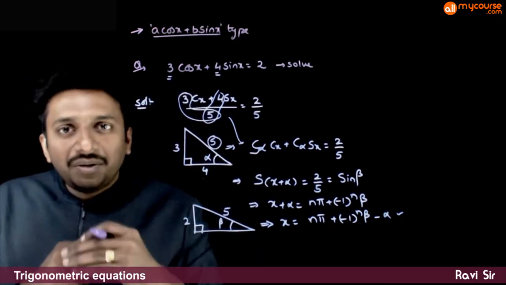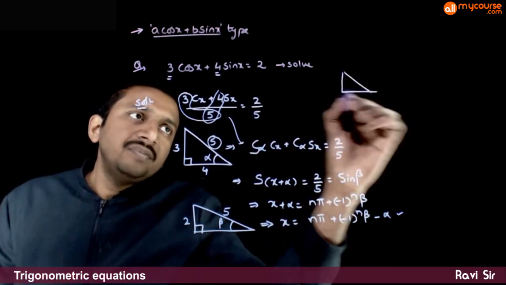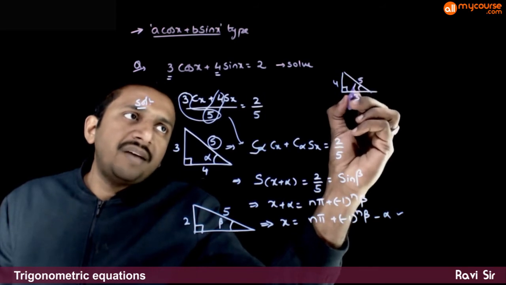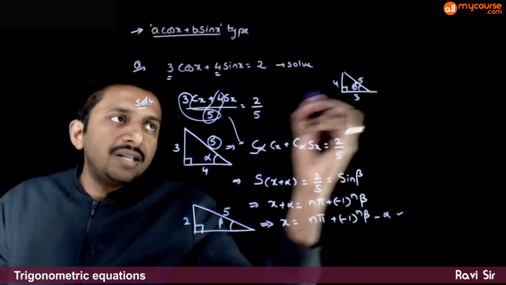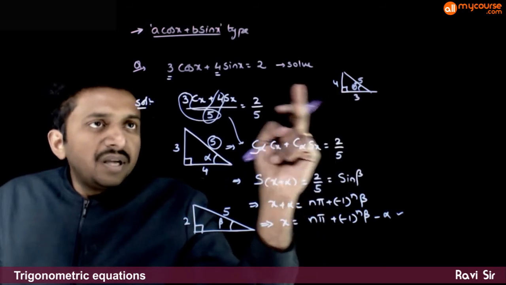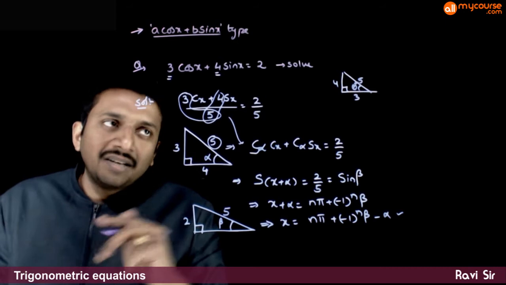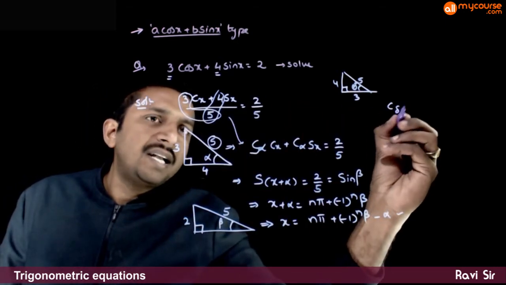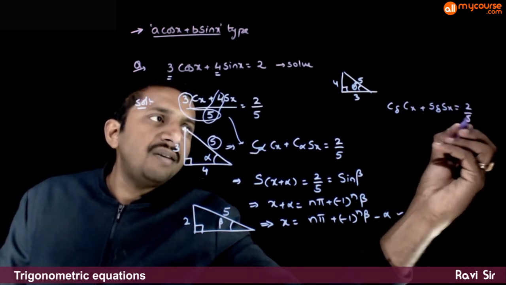I can also convert this into cos. So for example, if I draw a triangle whose this side is 4 and this side is 3 and this side will be equal to 5, and I consider this angle as some angle delta. Now 3 by 5 can be written as cos delta, 4 by 5 can be written as sin delta. So this equation becomes cos delta cos x plus sin delta sin x is equal to 2 by 5.